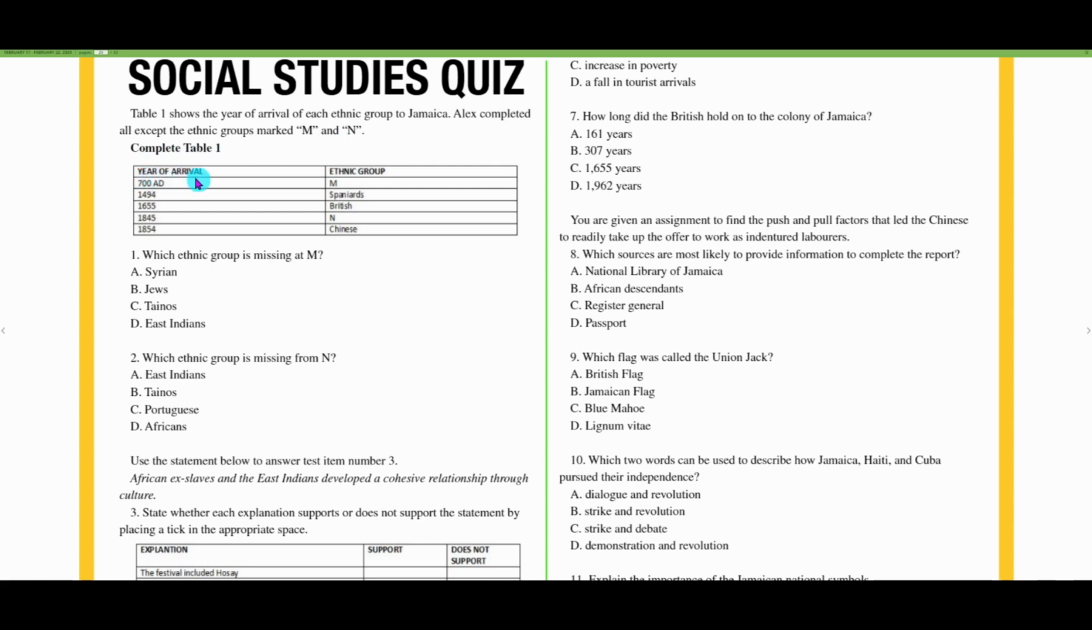So, year of arrival and ethnic group, we have 700 AD, M. Then 1494, we have the Spaniards. We have 1655, the British. 1845, a group at N. And 1854, the Chinese. So which ethnic group is missing at M? The Syrians, the Jews, the Tainos, the East Indian. And I would put the Tainos here, 700 AD.